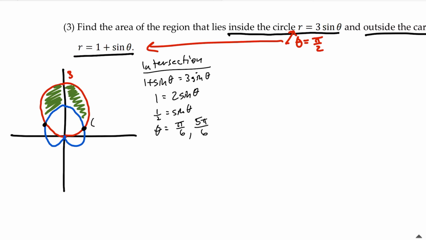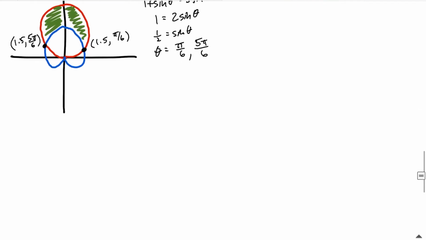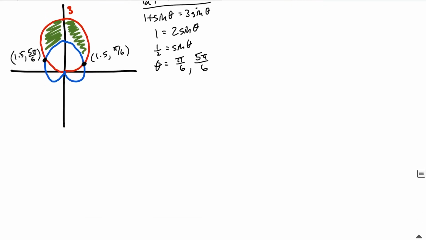So we'll just note that coordinate is going to be, if we have pi over 6, r is 1.5. And then this will be 1.5 and 5 pi over 6. Okay. So those values are going to be important. So the question is now how do I compute those areas? So let's visualize a little bit more what this is going to look like.